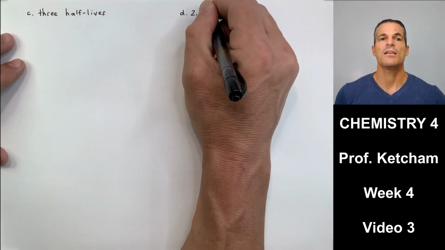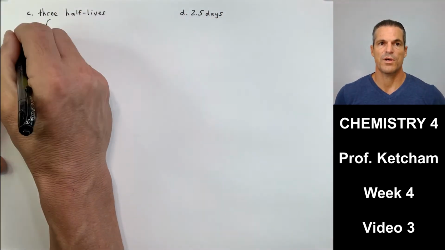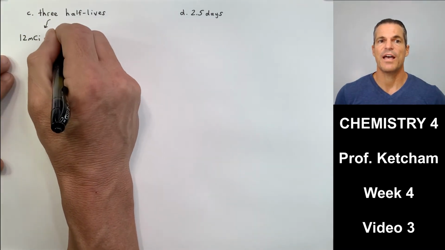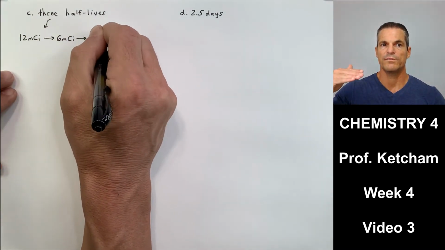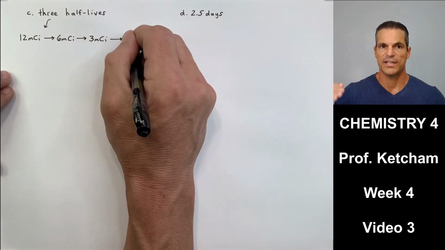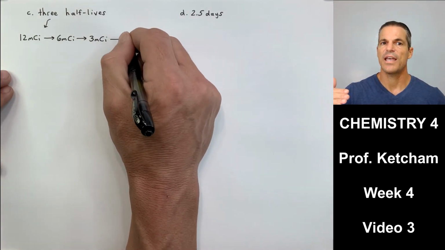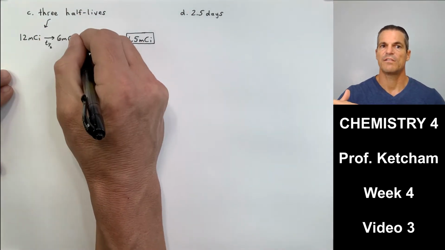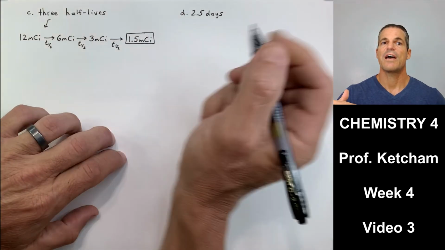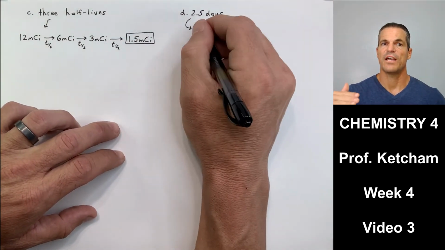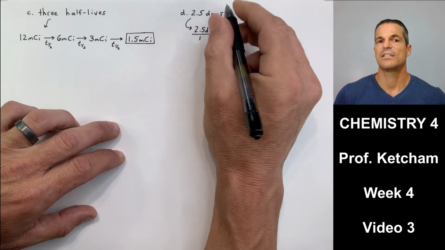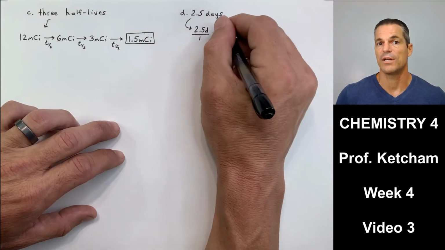Now C and D, this is the same question. After 3 half-lives, the activity has gone from 12. 1 half-life brings it down to 6. Second half-life, we only have an activity of 3 millicuries. After the third half-life, we're left with only an activity of 1.5 millicuries.